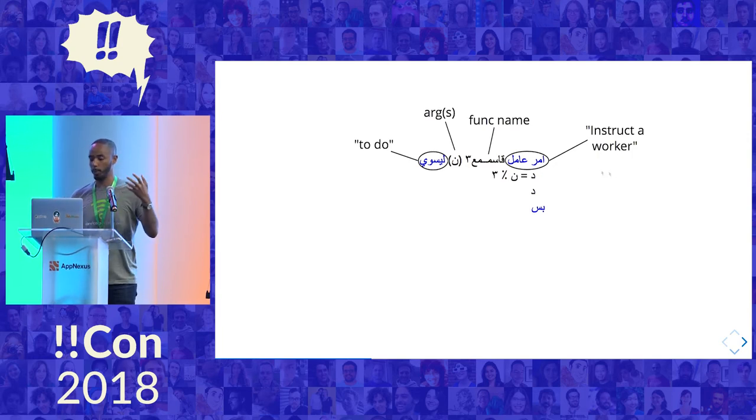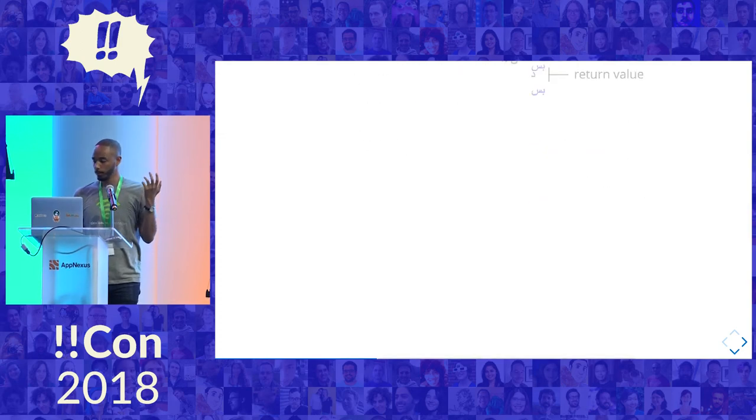And then you have the function body. In this case, I take the argument that was passed in, I mod it with 3, and I store the result in a variable called dal, or d. And then I return that. And so that was FizzBuzz in Noor.